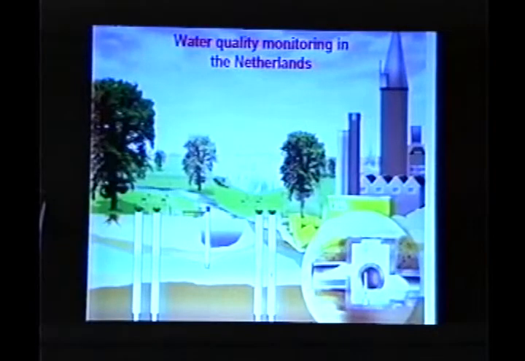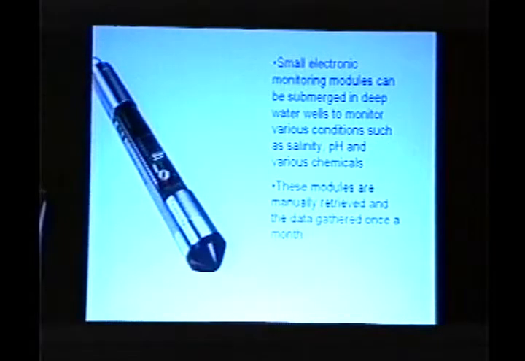One of the leading proponents of water quality monitoring is the government of the Netherlands, and they've got a large-scale project where 17,000 wells have been dug in various areas of the country. They monitor the water that goes through their waterways and their wastewater that is put back into the waterways and the deep water aquifers. They've been doing this with small electronic modules that can be submerged deep in a well.